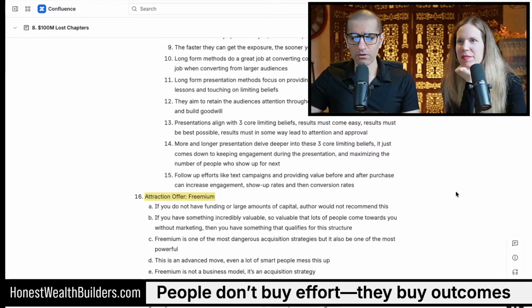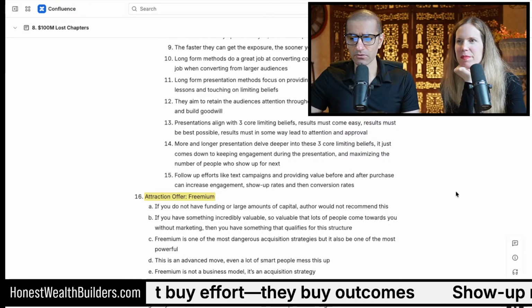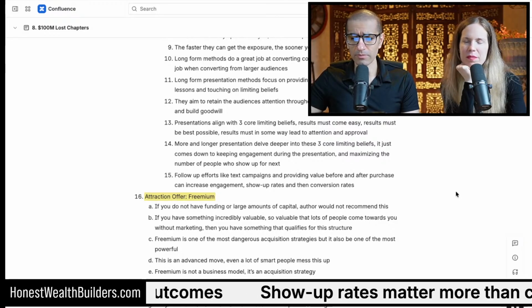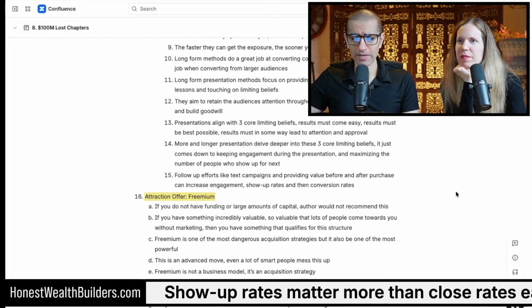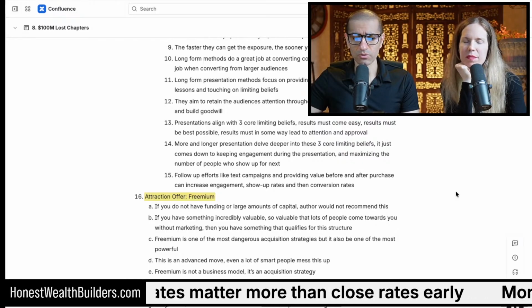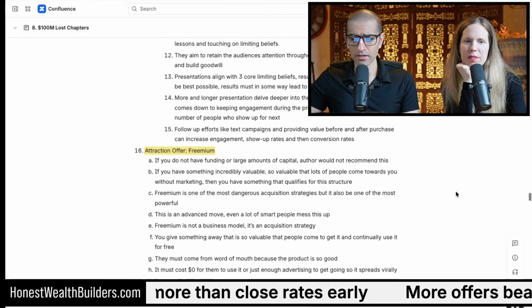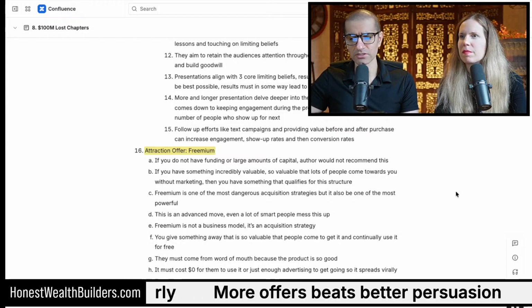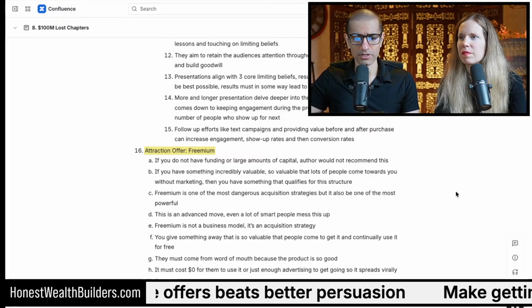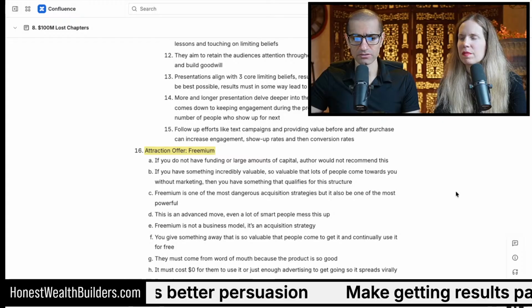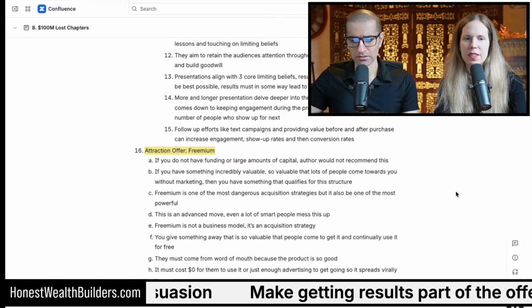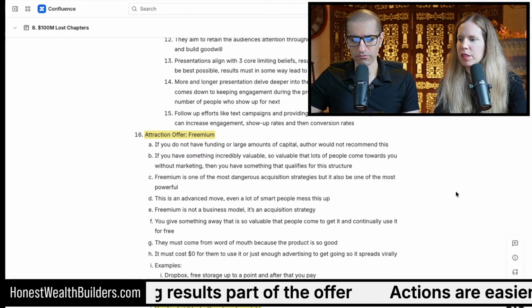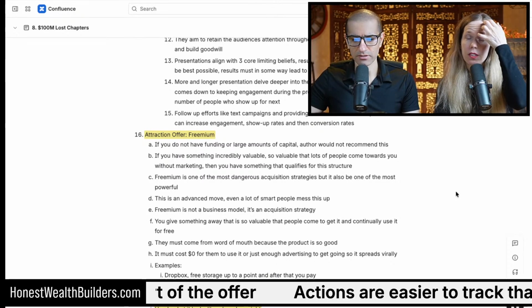More and longer presentations delve deeper into these 3 core limiting beliefs. It just comes down to keeping engagement during the presentation and maximizing the number of people who show up for the next day. Follow-up efforts like text campaigns and providing value before and after purchase can increase engagement, show up rates, and then conversion rates. All right, that's it. So that was for the free presentation attraction offer examples. These are all attraction offers.